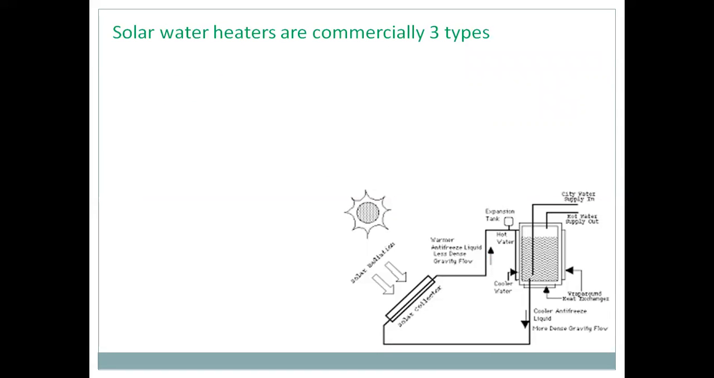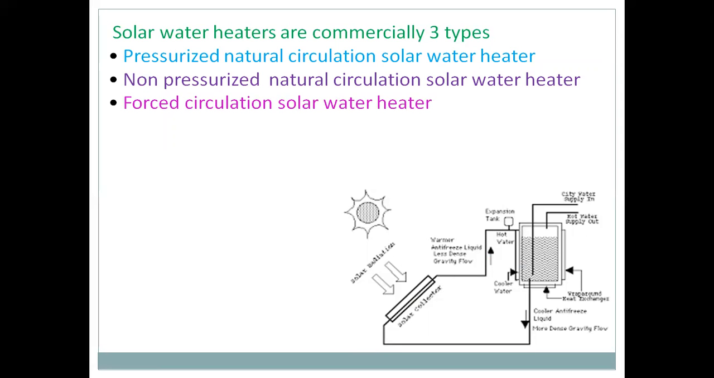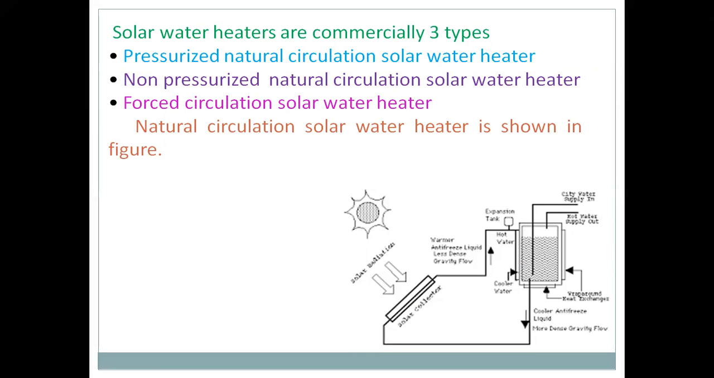Of course, solar water heaters are of 3 types commercially. One is the pressurized natural circulation solar water heater, in which the circulation of water happens naturally, that is, due to the convection of heat. The second type is the non-pressurized natural circulation solar water heater. And the third one is the forced circulation solar water heater. Today, in this presentation, we will discuss this natural circulation solar water heater. This is shown in this figure, of course.